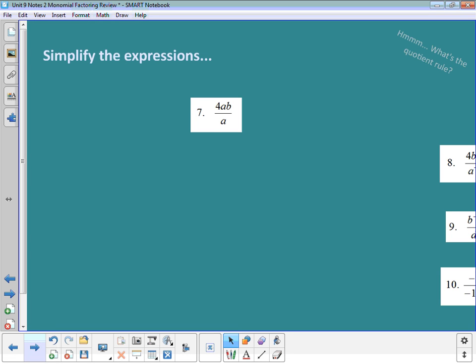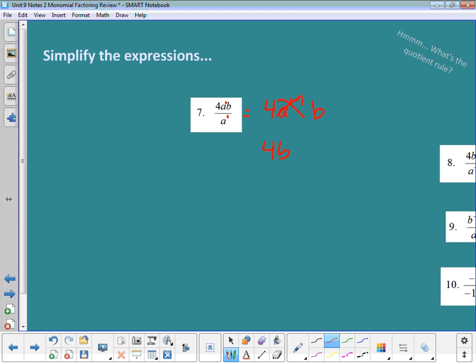In number 7, I'm looking at 4ab divided by a. Now remember, when we divide the like bases, I need to subtract their exponents. So what happens for this one is I get 4 times a to the 1 minus 1 power times b, because this a to the first, that a to the first, I'm subtracting their exponents. Well, 1 minus 1 is 0, so essentially this whole term goes away, and I'm left with just 4b.